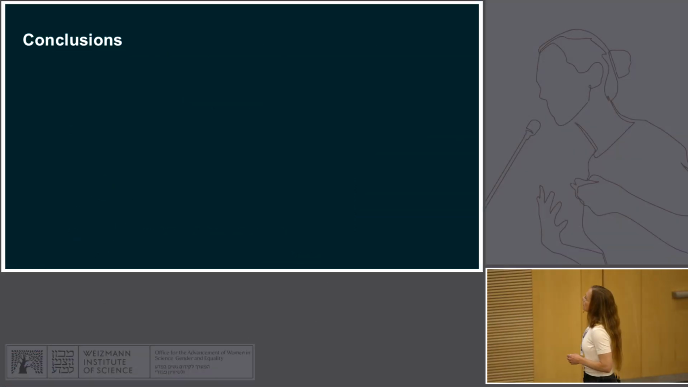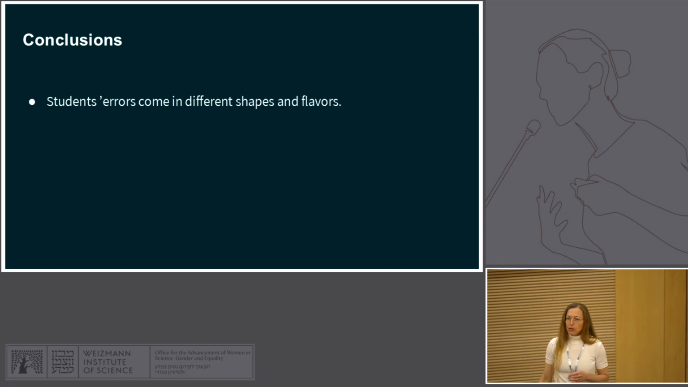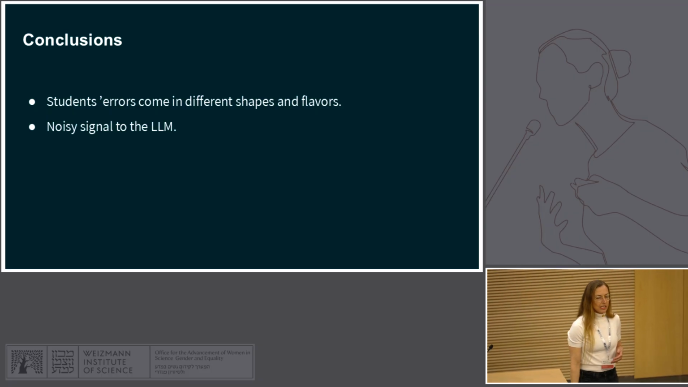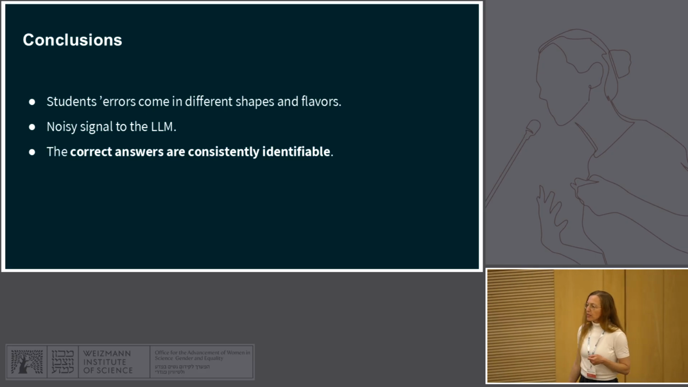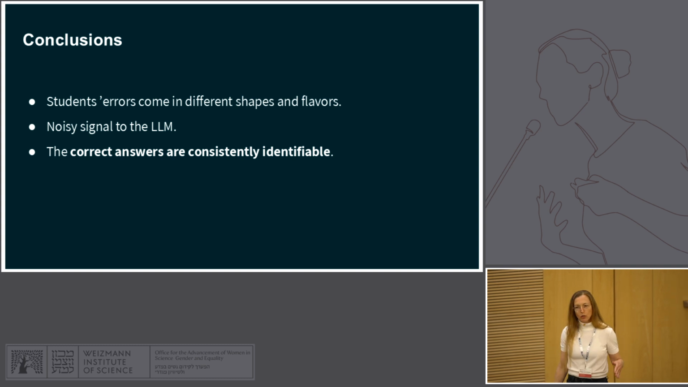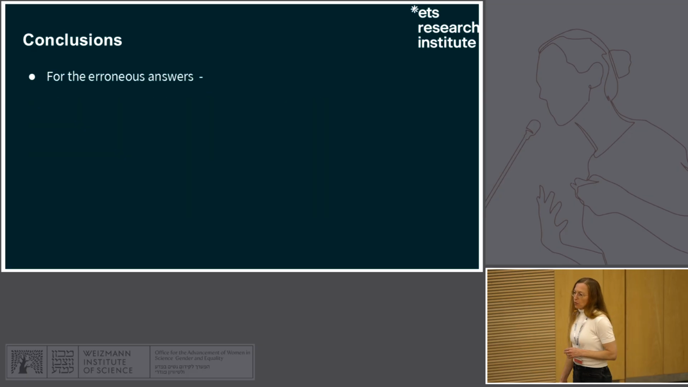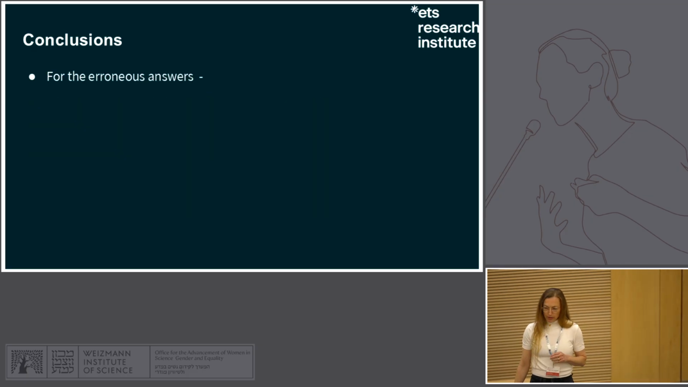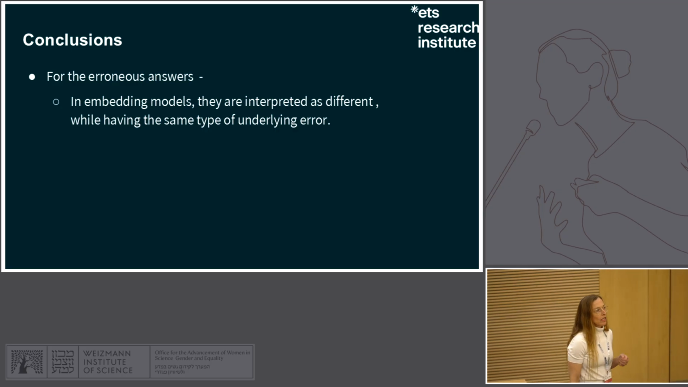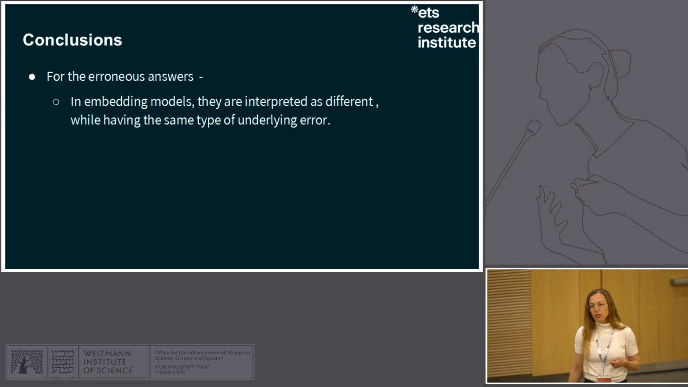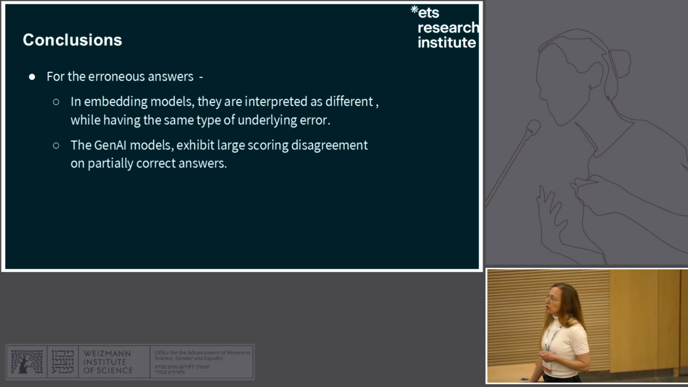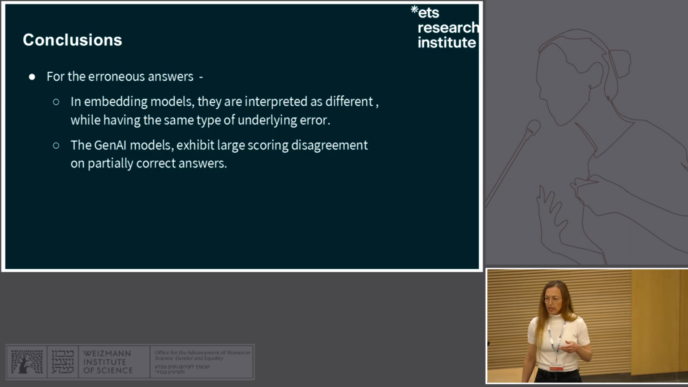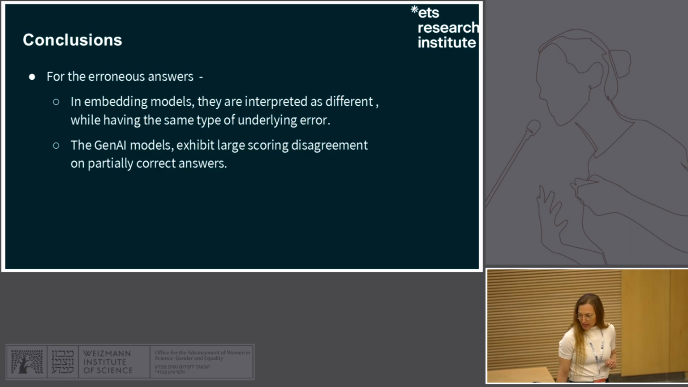To conclude, students' errors come in all shapes and flavors, but it sends a noisy signal to language models. The correct answers are consistently identifiable across all model types, human, AIs, generative, embeddings, whereas the erroneous answers in the embedding models are interpreted as different while sharing the same underlying cognitive error. And for the generative models, we see a large disagreement on the partially correct answers.